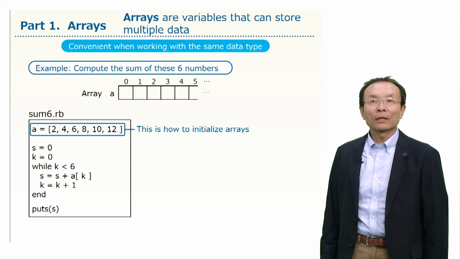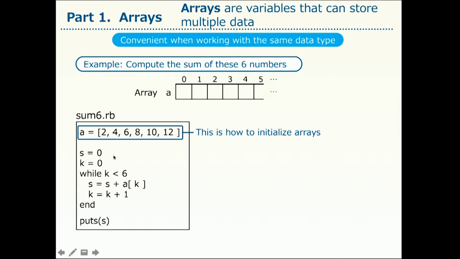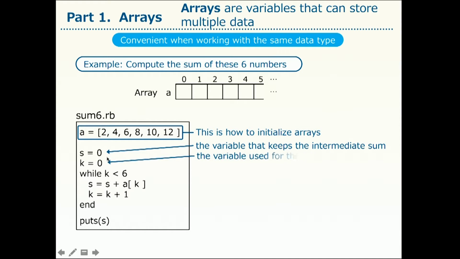Let's see how to calculate the sum. We use the variable s to keep the intermediate value of the sum. We initially set s to 0. The next line is for the variable k that is used as an index of the array. In Ruby, the index of every array starts from 0, so we set 0 to k.